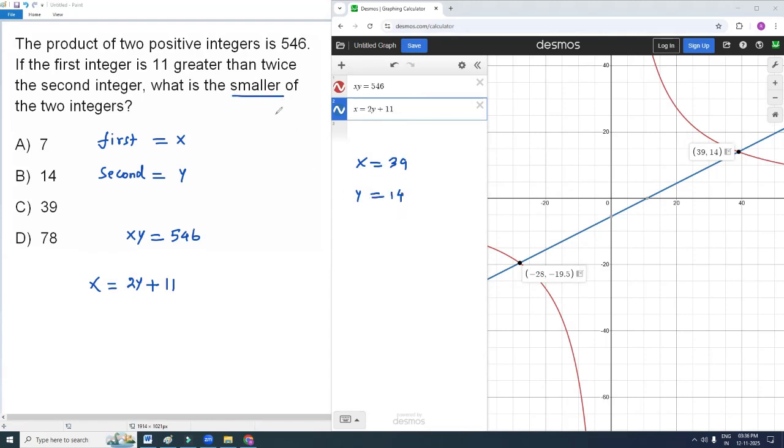Our aim is to get the smaller one. So the smaller one is 14. We find 14 in answer choice B. The correct answer choice for this question is B.